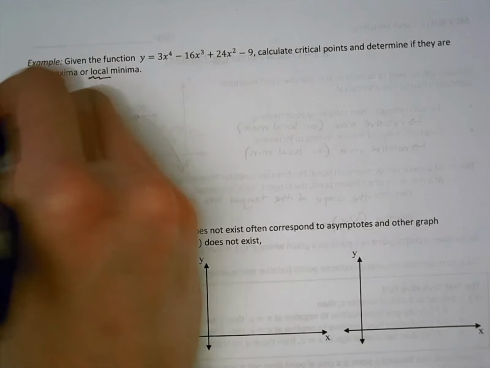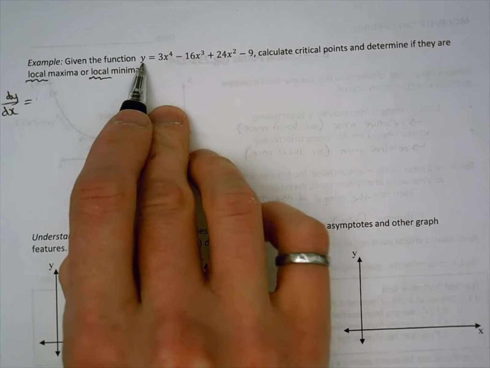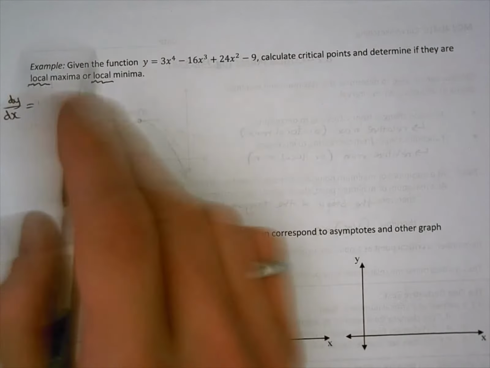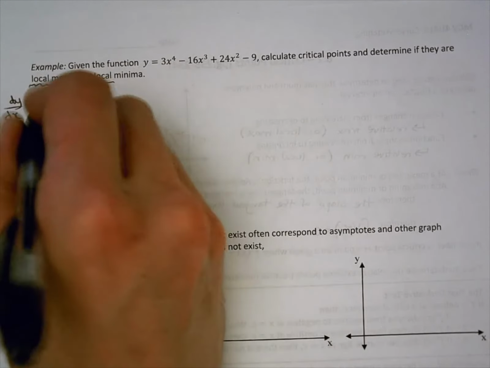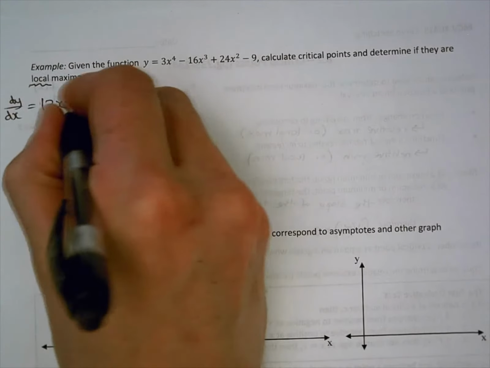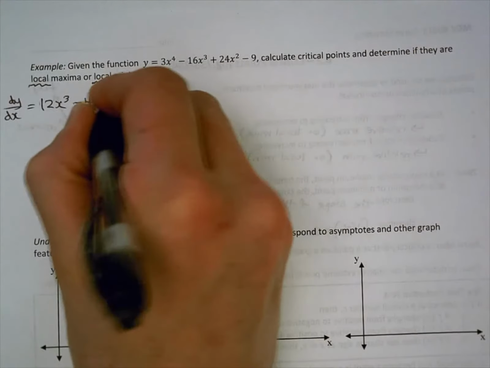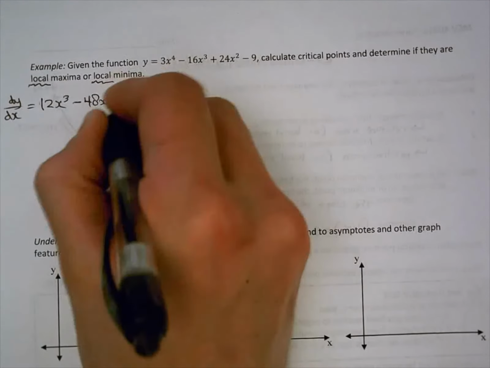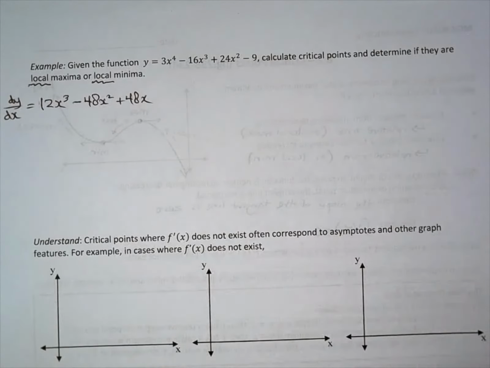Now I'm going to write this out as dy dx. Remember, that's another way of writing the derivative, especially when it's y like this. There's a few different notations for the derivative. Okay, so now I'm going to bring down the exponent. So I get 12x^3, what's this, minus 48, 16 times 3, x squared, plus 48x. And the derivative of negative 9 is 0.